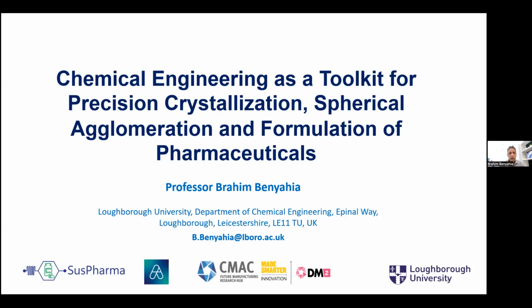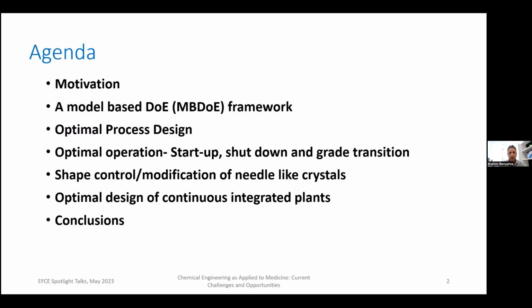So in essence, I'm going to introduce or motivate my work and try to convince you that there is a lot of room for chemical engineering to help us develop much faster, much more effective pharmaceuticals. And I will specifically talk about a model-based DOE framework that we have developed within our group and validated experimentally. And then once we have the model, of course, the best thing to do is to design the process and optimally operate the process. And that's what I would like to talk about.